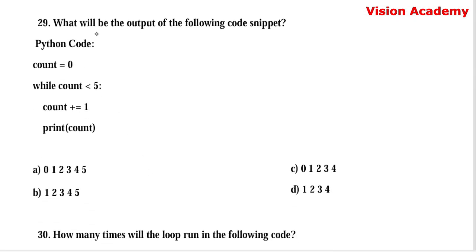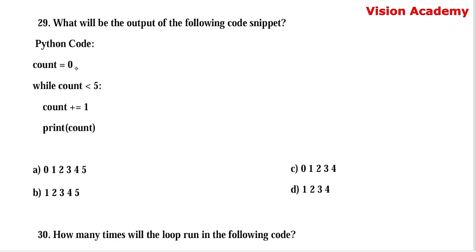Question number 29. What will be the output of the following code snippet? Python code: count = 0; while count < 5: count = count + 1; print(count). Option A, 0, 1, 2, 3, 4, 5. B, 1, 2, 3, 4, 5. C, 0, 1, 2, 3, 4. D, 1, 2, 3, 4.